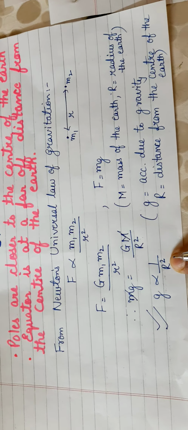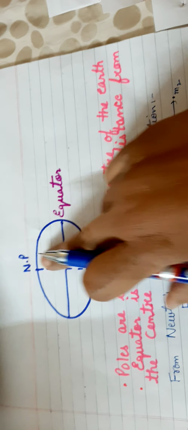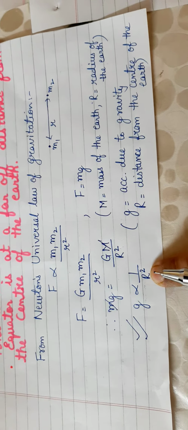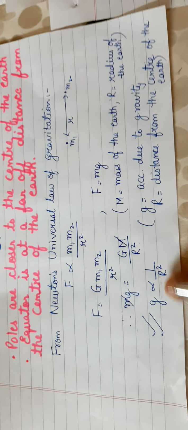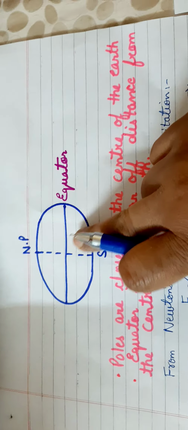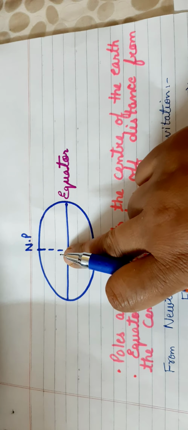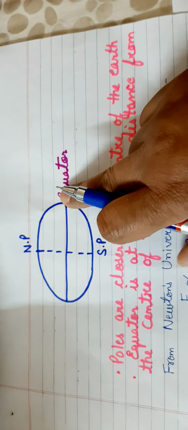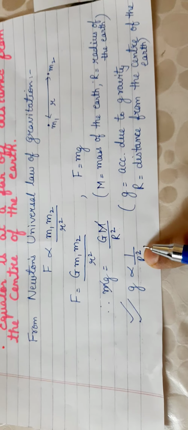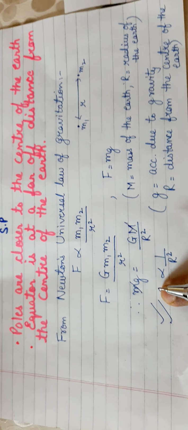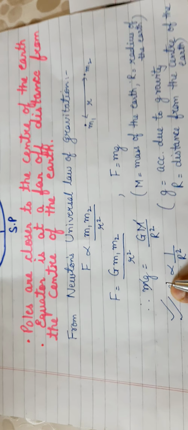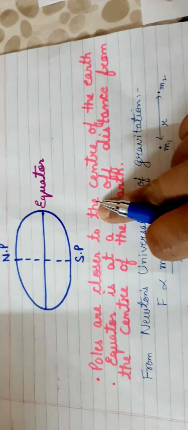Now, when I go to the poles, what did I tell you, children? I told you that the poles are closer to the center of the earth. And as the distance of the poles is less, the value of g will be more at the poles. Okay. And as the distance of the equator from the center of the earth is maximum, the value of g will be less or it would be minimum. So I hope you understood this.